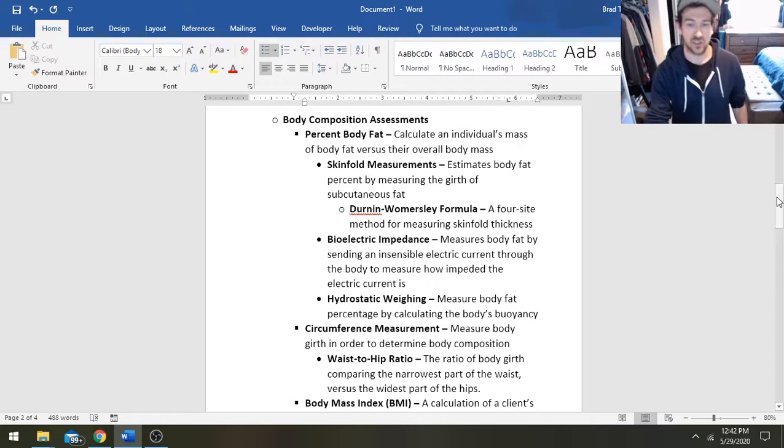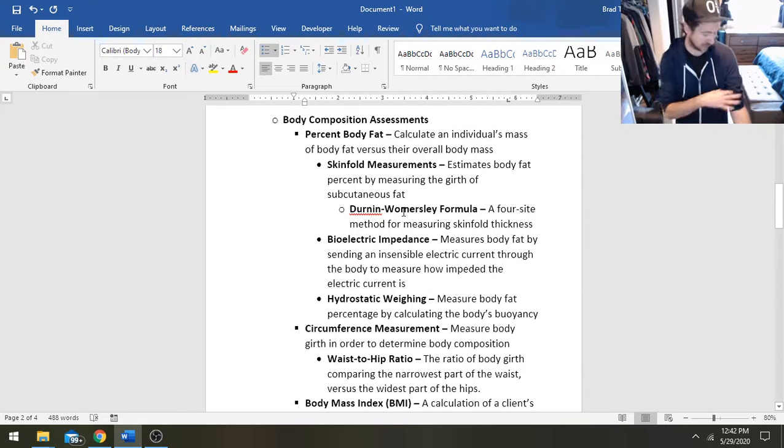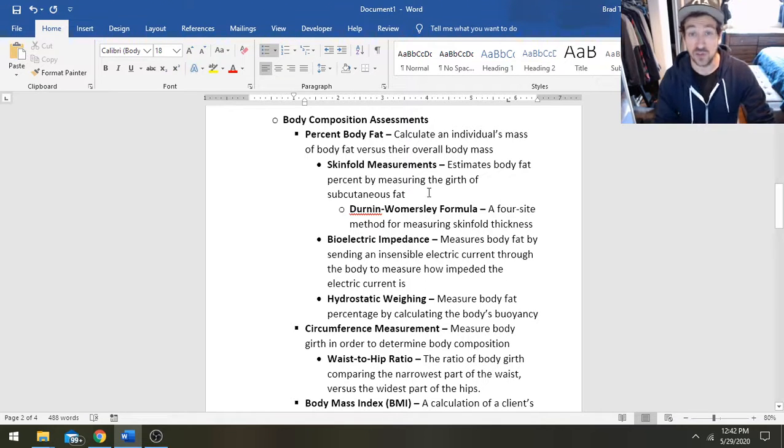We are going to use what is called the Durnin-Womersley formula, which is a 4-site method. Biceps, triceps, subscapular, and iliac crest. So basically between your belly button and iliac spine. So we're going to use those 4 sites to gather the thickness of those skin folds, add them all up, and that's going to estimate our body fat percentage.